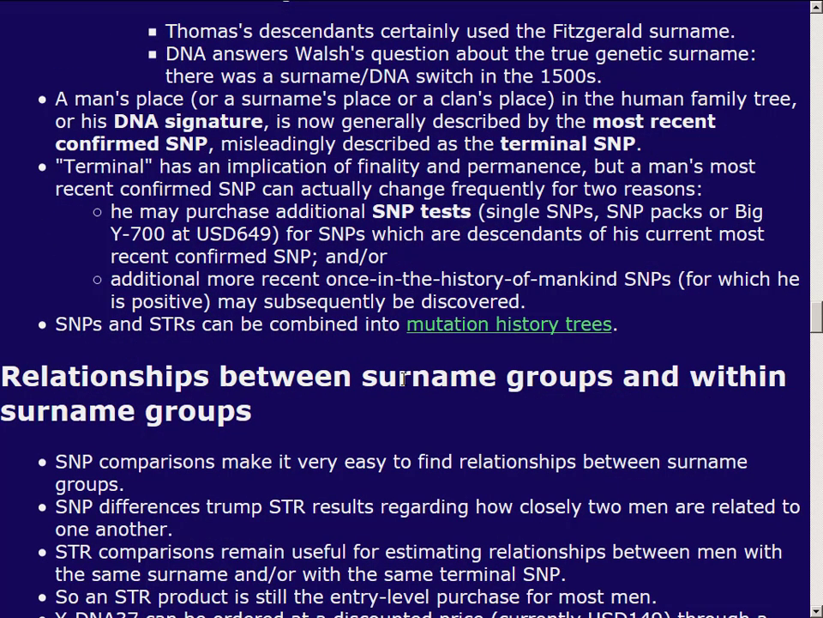So I've mentioned the idea of the terminal SNP. Each name in those tables has a SNP associated with it. It's terminal in the sense that it is the most recent that has been identified. It can change for two reasons.